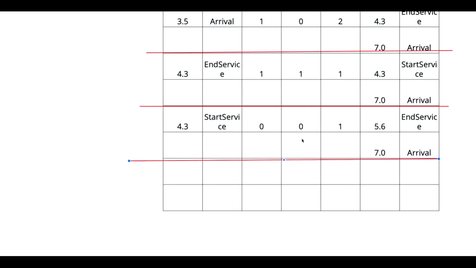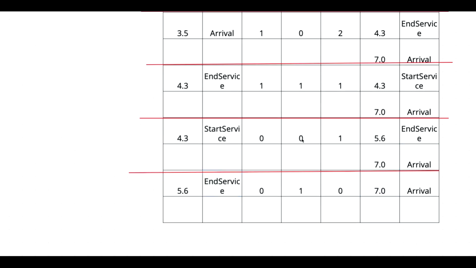And now, okay, the 5.6 end service. I hope you're getting the idea of this. It doesn't affect Q, increases S by 1. Now there's nobody in the system. And now that there's nobody in the queue, it doesn't do anything. Okay, so this is our second end service event, and so by our rules, we're done.